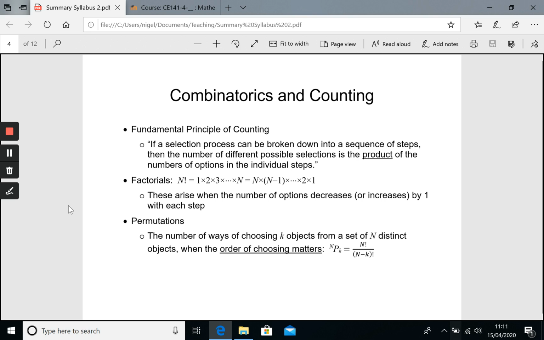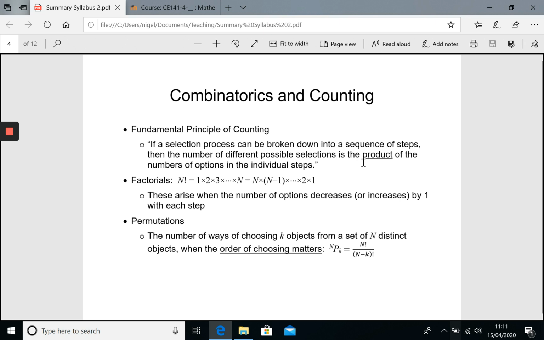And because of this, things like factorials arise in the subject. Of course, factorial n is just defined as the product of all whole numbers, integers, up to and including n. And you can write it down as a forward product or as a reverse product, obviously. So if you've got some selection process which can be broken down into a number of steps according to the fundamental principle, then factorials arise when the options in each step get less and less as you proceed along the steps.